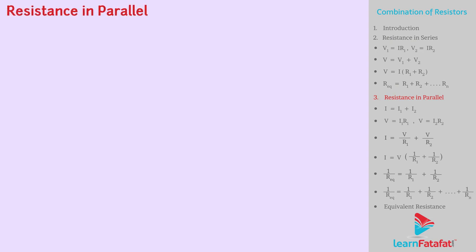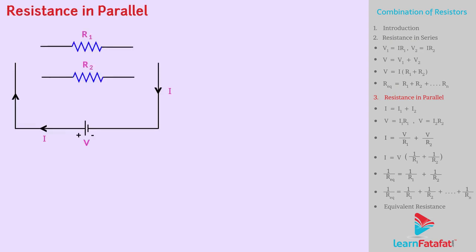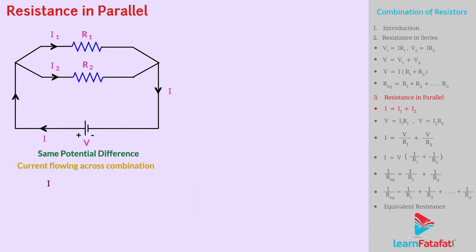Resistance in parallel. If two or more resistors are connected in such a way that two ends of one resistor is joined to both ends of other resistor, then the arrangement is parallel arrangement of resistors. In parallel combination, potential difference remains same across the combination, but current is divided, that is, current flows partly through R1 and partly through R2. If I1 is current flowing through R1 and I2 is current flowing through R2, then current flowing across combination is I equals I1 plus I2.